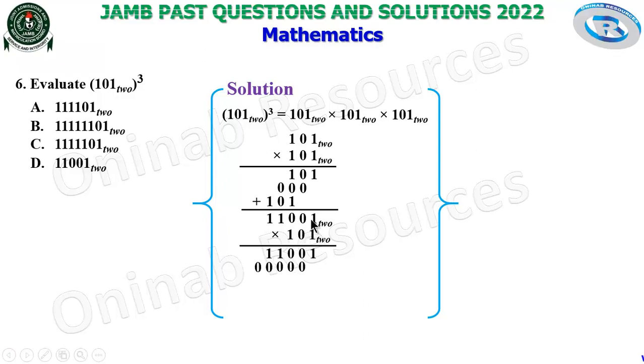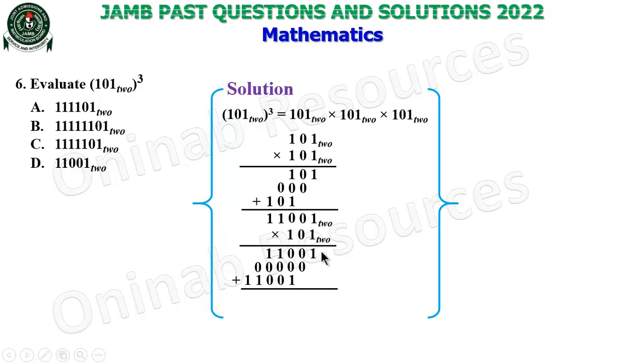We pick this one to multiply again. 1 times 1, 1. It comes under the 1. That is under the multiplier. 1 times 0, 0. 1 times 0, 0. 1 times 1, 1. 1 times 1, 1. And then finally we add.